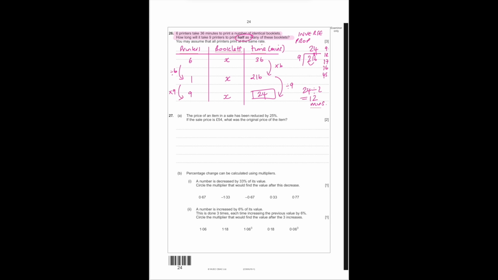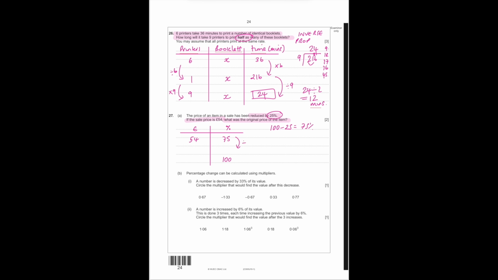27A. The price of an item in a sale has been reduced by 25%. If the sale price is £54, what was the original price? Okay. Again, I'm going to use a proportion table. So we have the price and how much it's been reduced by, and the percentage of it. If it's reduced by 25%, 100 minus 25 is 75%. So that £54 is 75%. We want the original 100%.